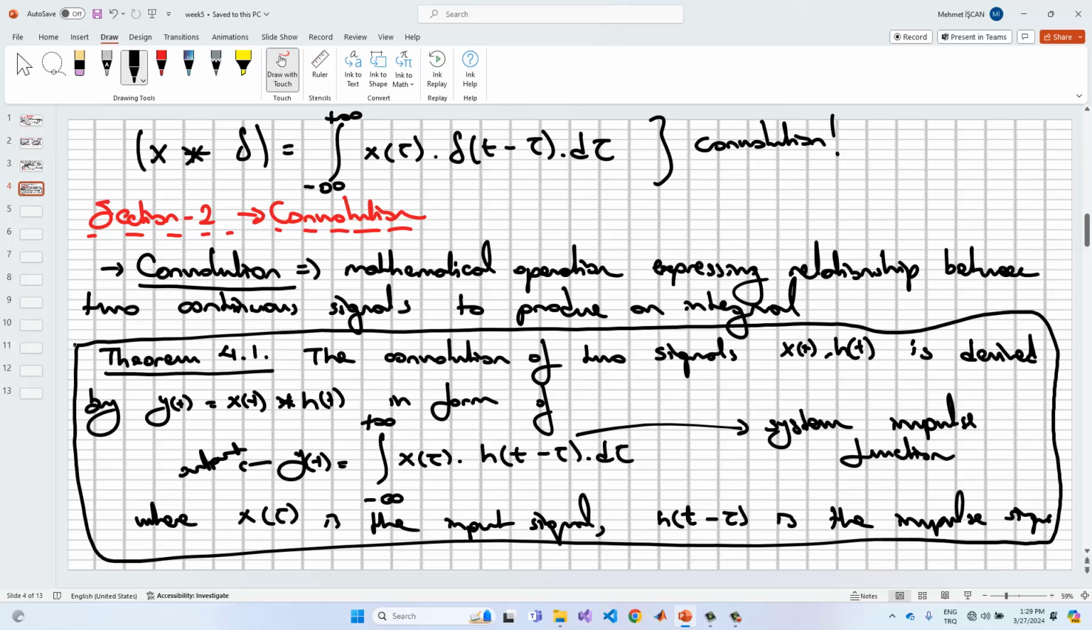What does tau refer to? Time is time, but what is tau here? I will show the implementation of these terms.